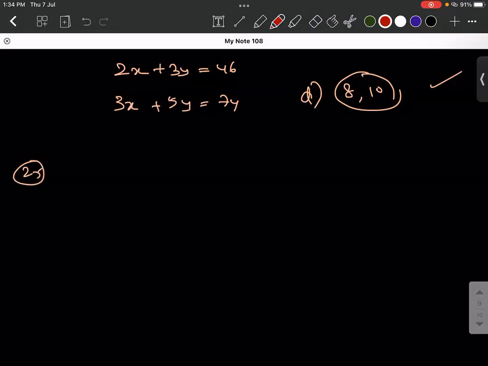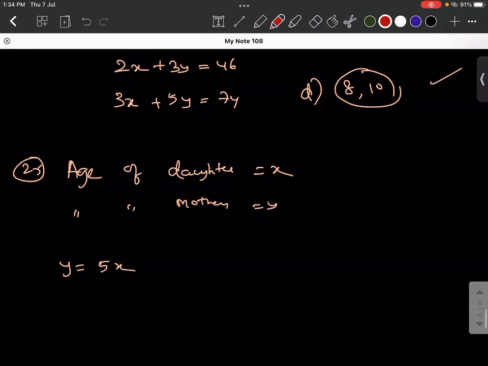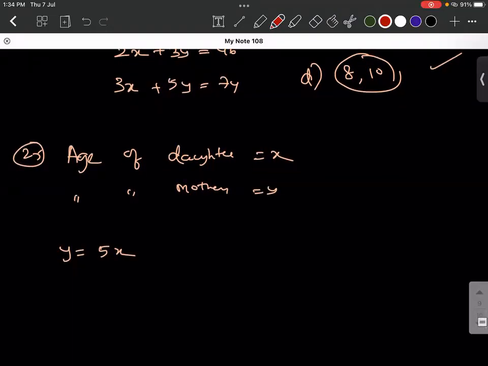25th. I think it is, I read the question just now. You can do it fast. Age of daughter, let's take it as X, and age of mother, let's take it as y. So y is equal to 5x. y plus 5 is equal to 3 times x plus 5.